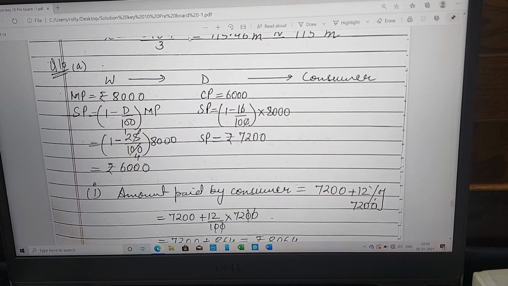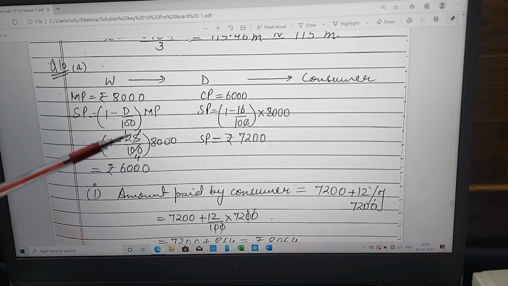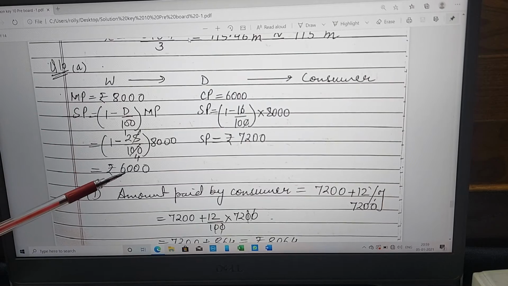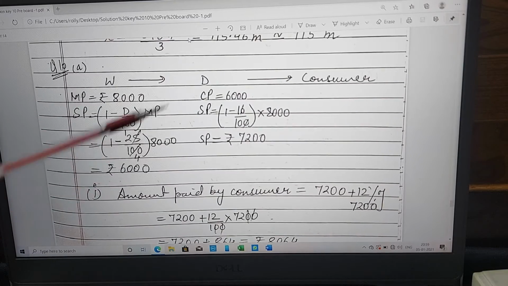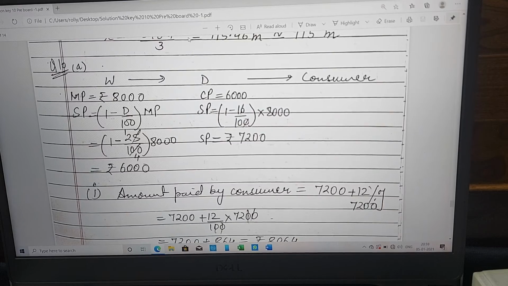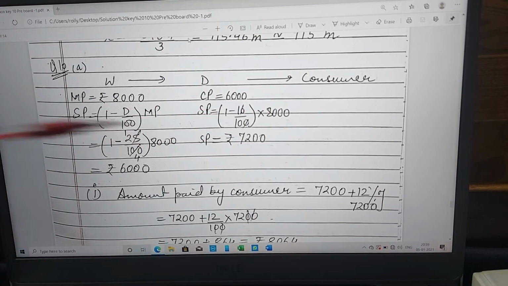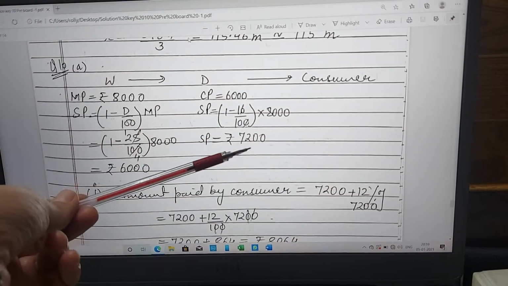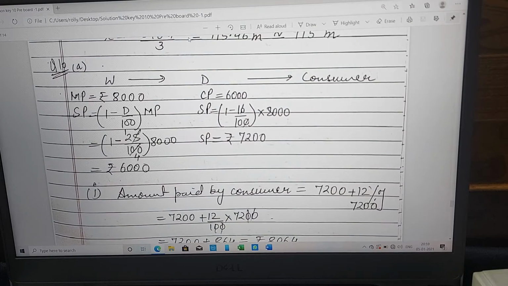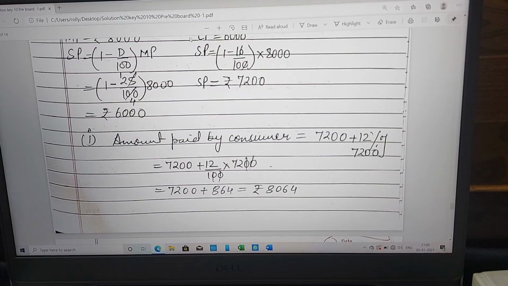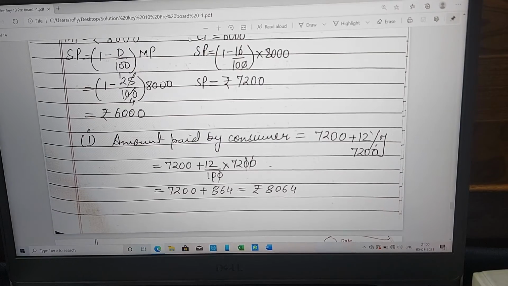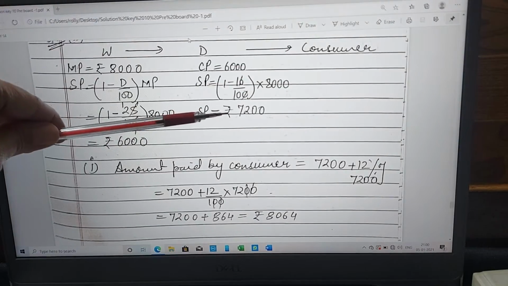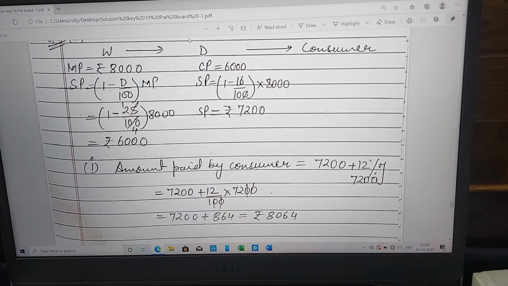First of all, you were supposed to calculate: MP is given, discount is given 25%, selling price will be 6,000. Likewise, if the selling price for the wholesaler is 6,000, then CP for the distributor will be 6,000. Selling price again, because 10% discount was given on MP, so into 8,000 has to be calculated, 7,200. First part, amount paid by the consumer. The consumer will pay the selling price for the distributor, which is the cost price for the consumer, plus GST. So GST is 12% of 7,200.